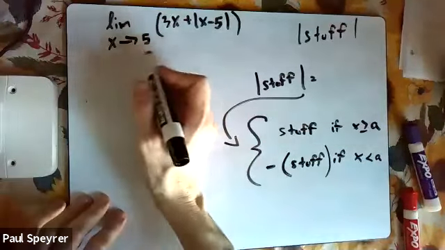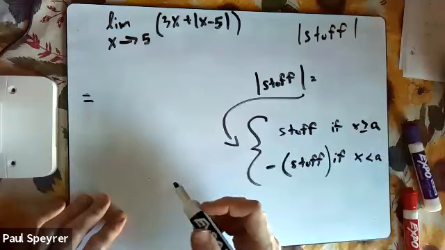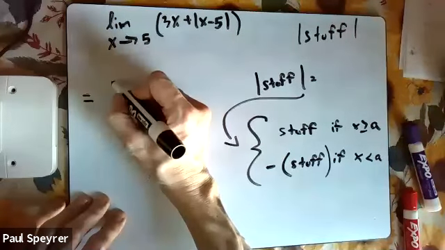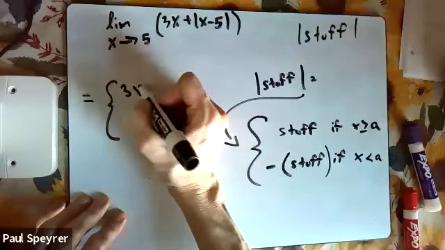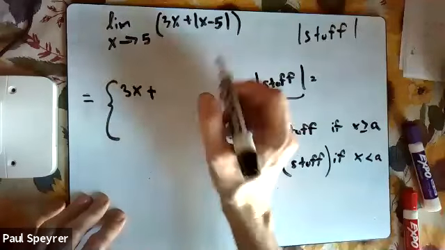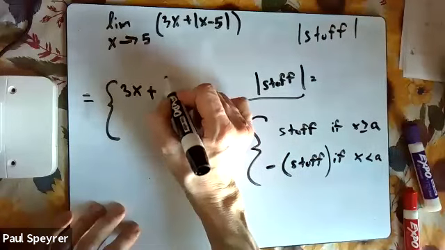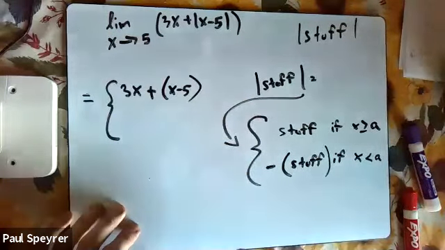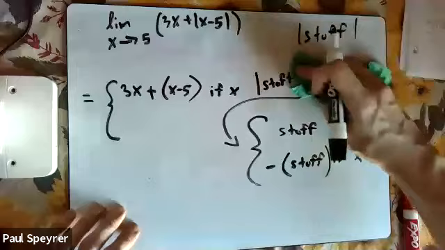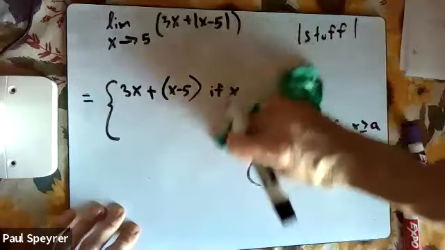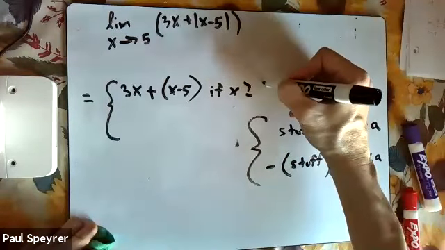So if I break this apart, this is going to be equal to, as a piecewise function, we're going to have, let's try it out. I'm going to have 3x plus, and remember, what was the stuff right here? Did I change anything on the inside? No. This is going to be x minus 5 if x is greater than or equal to 5.